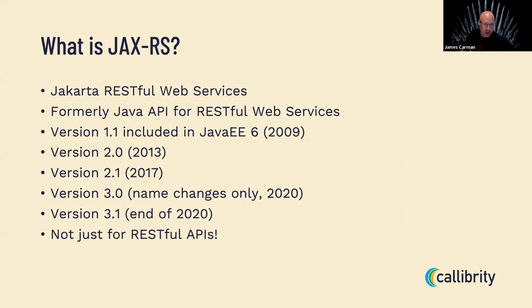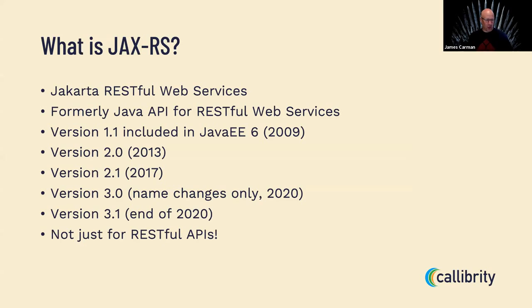So what is JAX-RS? It is Jakarta RESTful Web Services. So Java EE has undergone a little bit of a transition. It's now owned by the Jakarta project. All the enterprise stuff is now owned by the Jakarta EE project. So everything's being renamed and rebranded. It's kind of a big mess. It was formerly the Java API for RESTful Web Services when Oracle owned it.